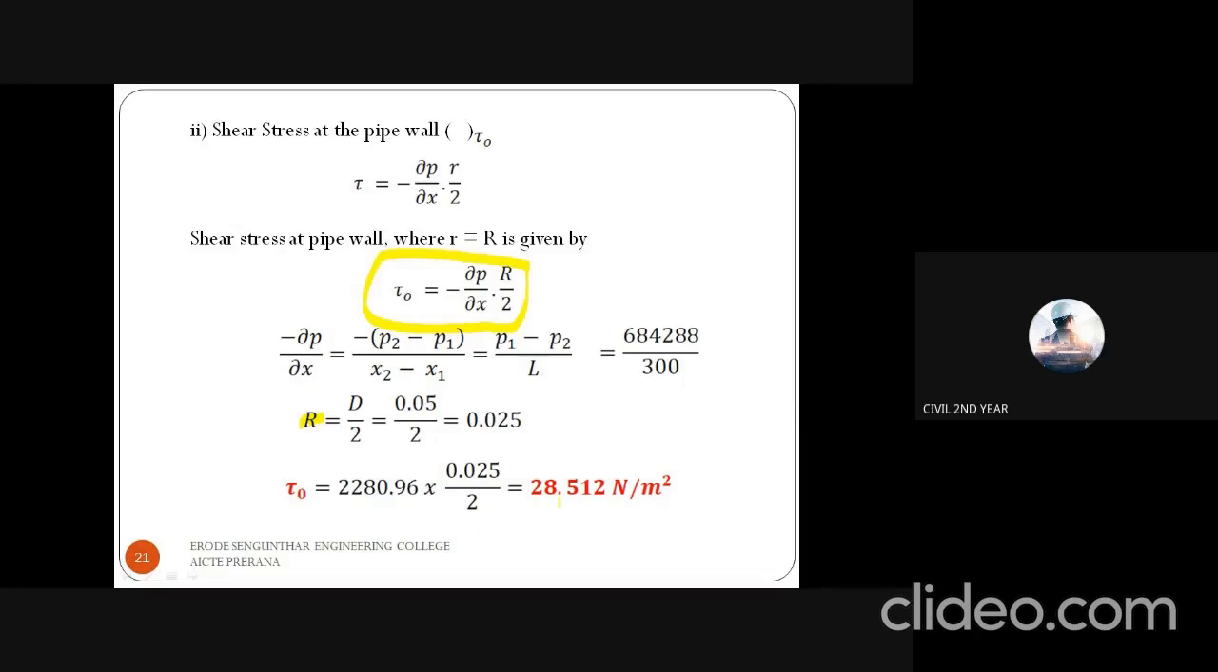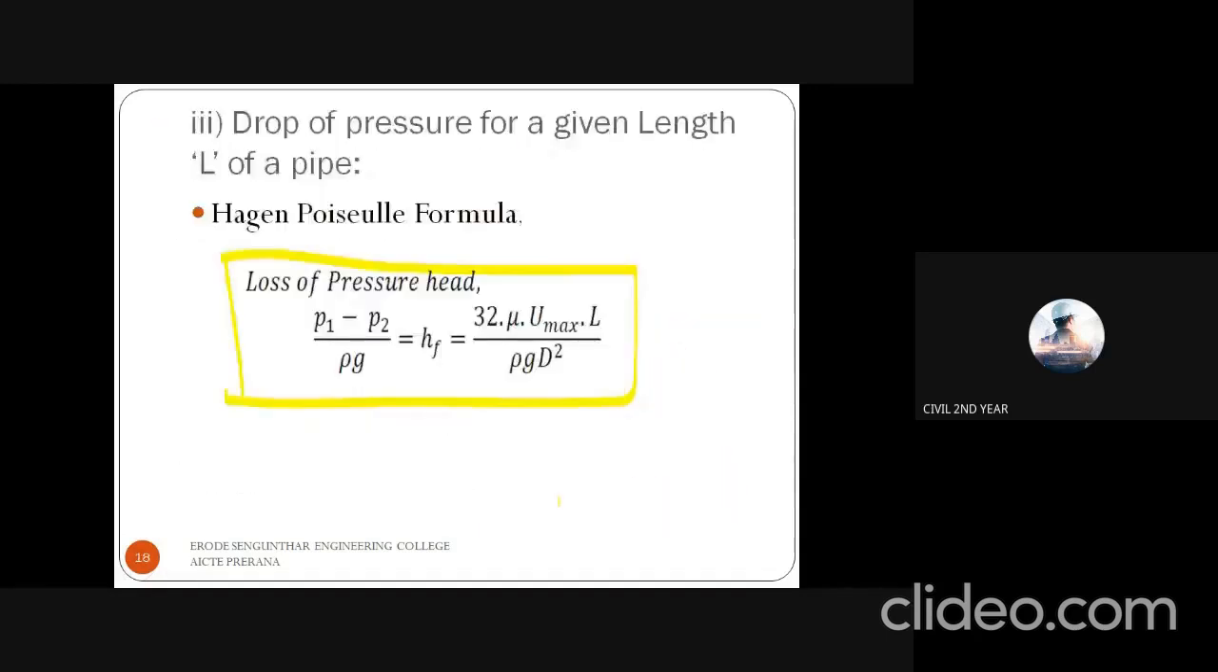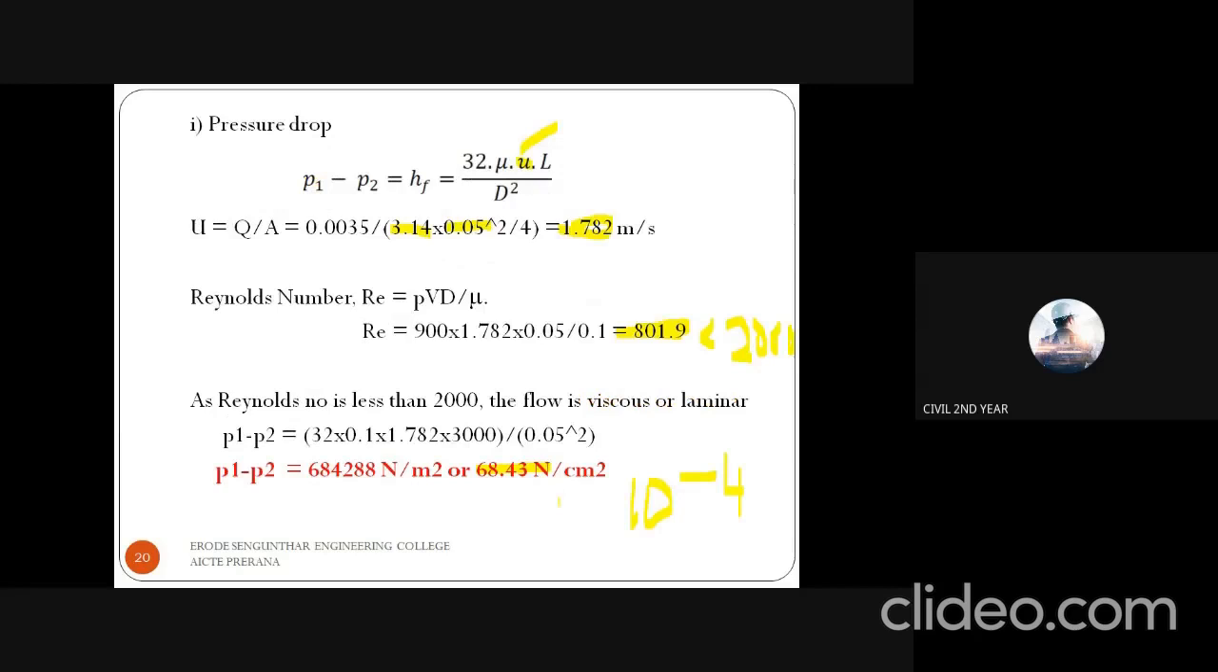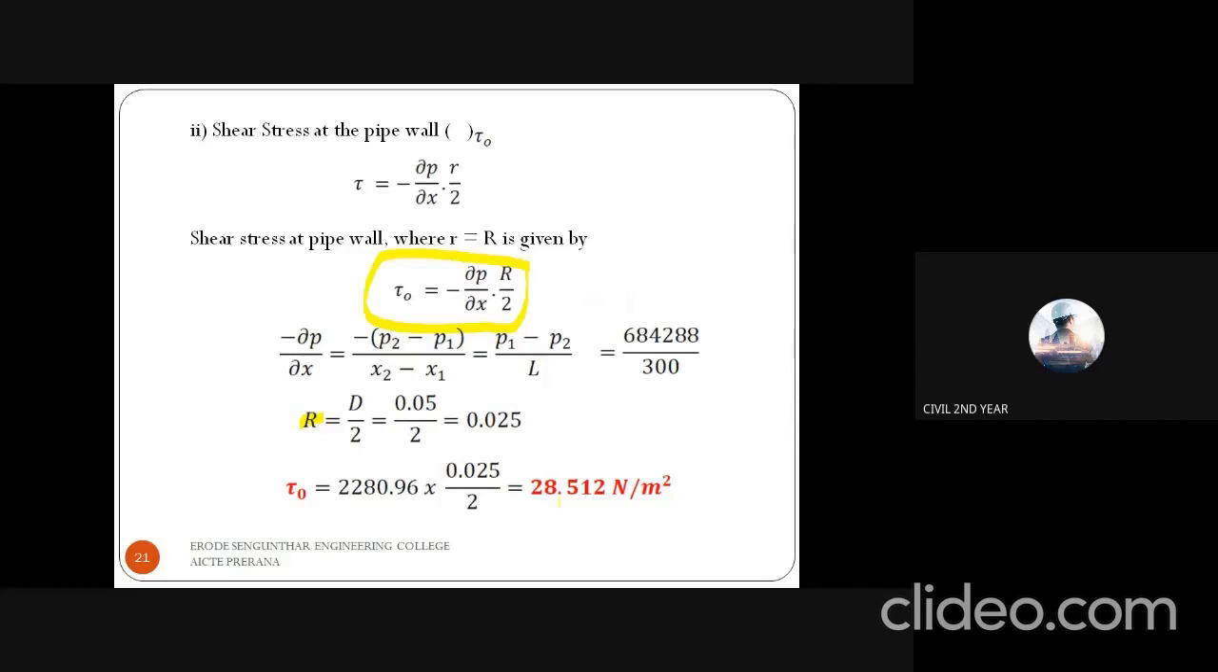So from this Hagen-Poiseuille formula, we derived the formula P1 minus P2 divided by rho g equal to 32 mu U max into L divided by rho g d square. Then we discussed one problem related to the Hagen-Poiseuille equations. From the given data, we found the pressure drop P1 minus P2, then the shear stress value tau naught. So this is the topic which I have discussed for Hagen-Poiseuille equations.